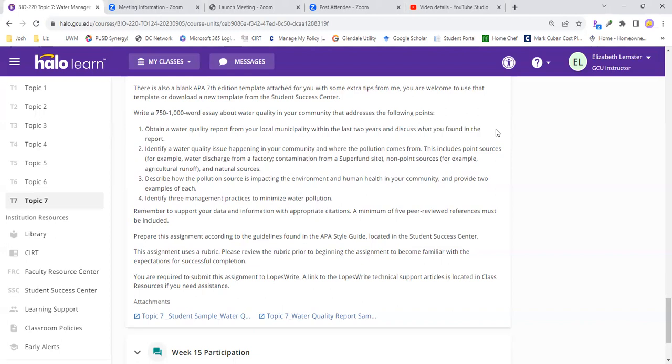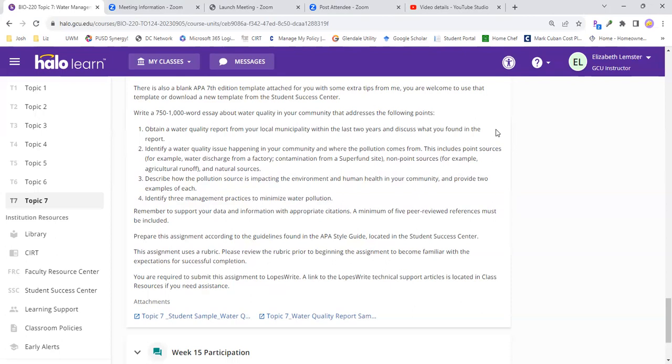The last thing is you are going to research 3 management practices to help minimize water pollution in general. Please remember to always support the data and the facts and the information with appropriate in-text citations. If I am reading your paper and you're giving me information that is not common knowledge, I'm going to expect a citation with that. We are called to use a minimum of 5 peer-reviewed references.